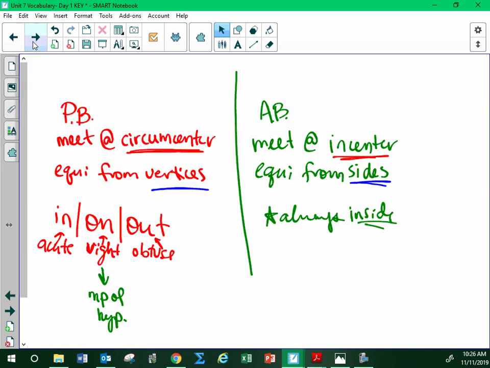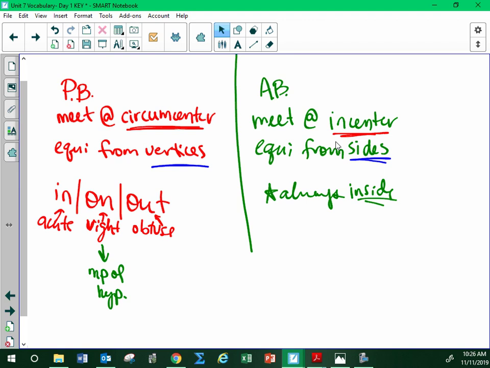Okay, so last class, we had perpendicular bisectors meet at the circumcenter, which is equidistant from the vertices. And our angle bisectors meet at the incenter, and that's equidistant from the sides. Now on top of that, we also learned that our angle bisectors meeting at the incenter is always going to be inside your triangle, whereas our circumcenter could be either in our triangle, on our triangle, or outside of our triangle. So this is just a summary of what we did last class.